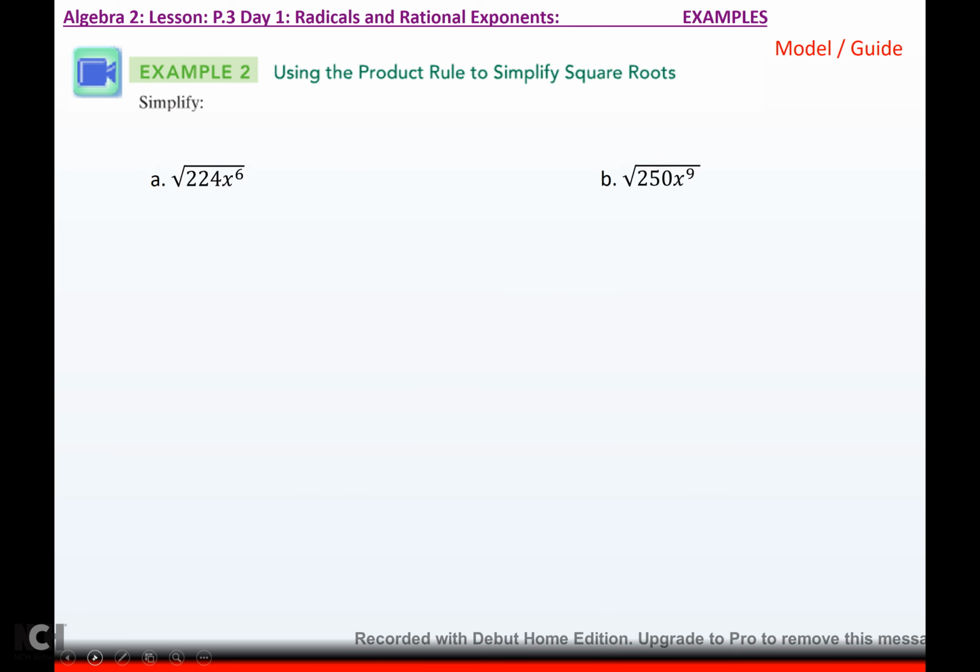Alright, so if we look at these, this can be thought of as the square root of 224 times the square root of x to the 6th. My 224, if I break it down, it's even, so I'm going to start with 2, goes 112, still even. By 2 goes 56, still even. By 2 goes 28, still even. By 2 goes 14, still even. By 2 goes 7.